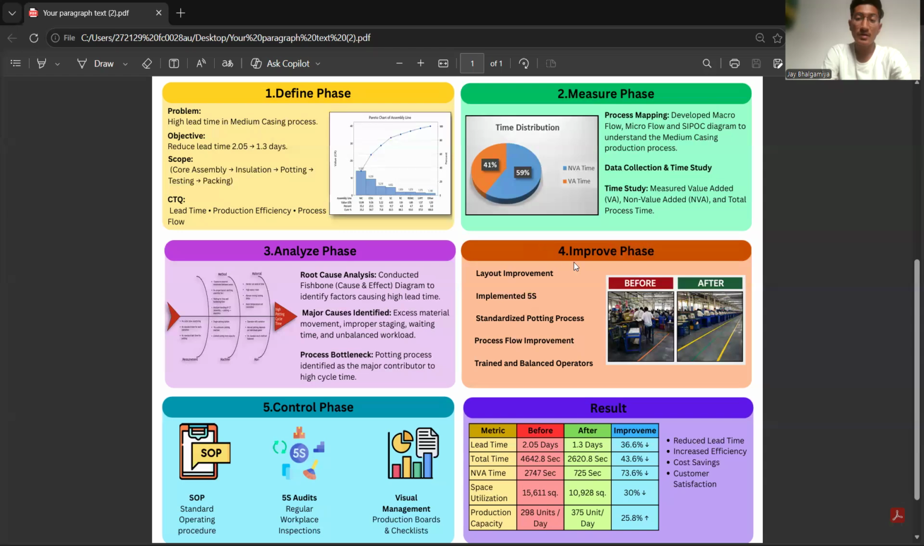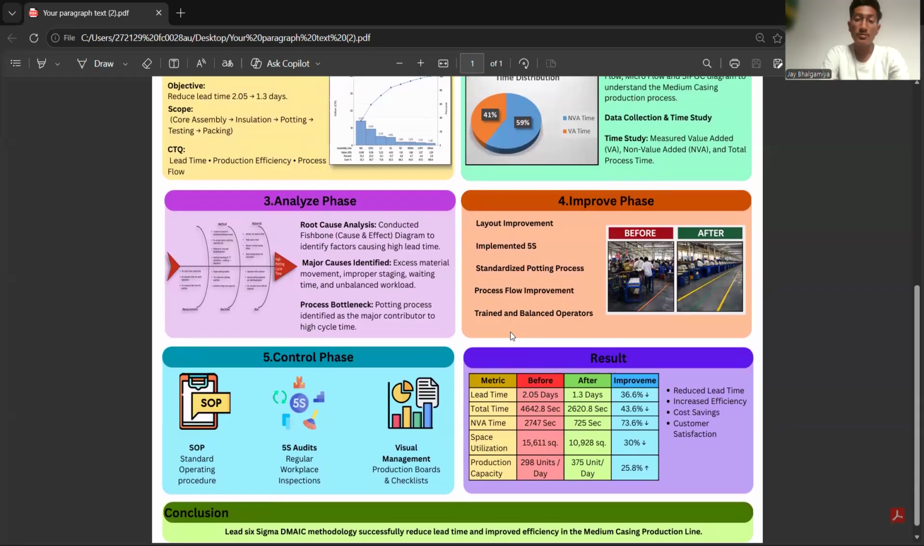Fourth one is the improve phase: layout improvement, 5S implementation, standardization of the potting process, process flow improvement, and training and balancing of operators. Fifth one is the control phase, to sustain improvement: SOP, standard operating procedure. Regular audits were conducted. Visual management tools like a production board were implemented.